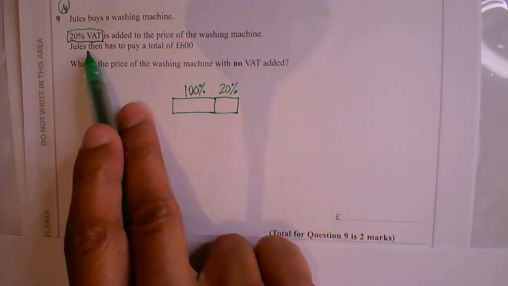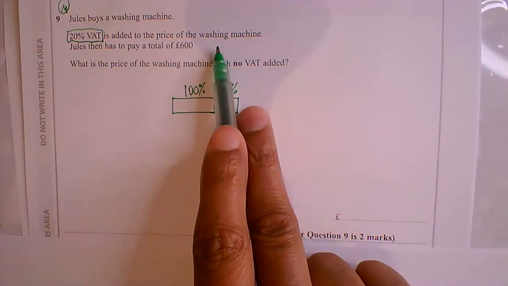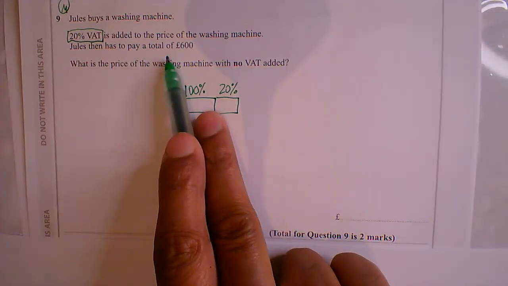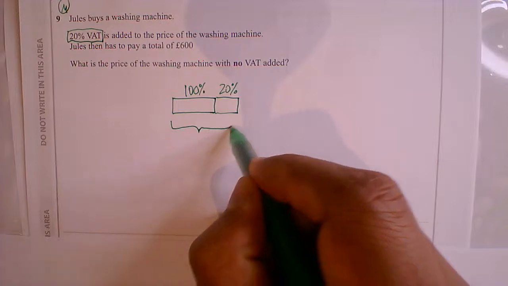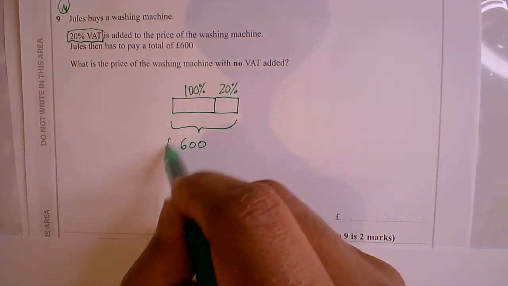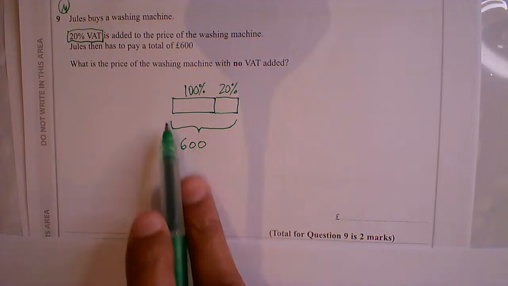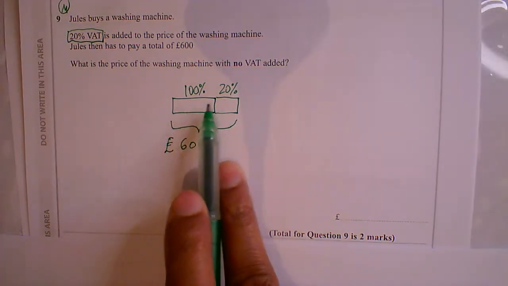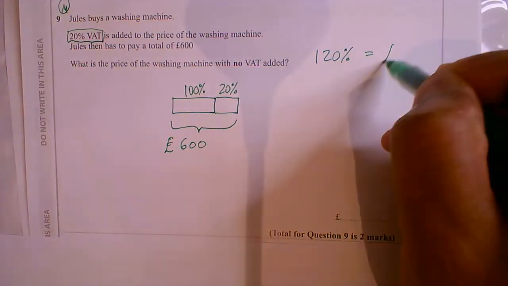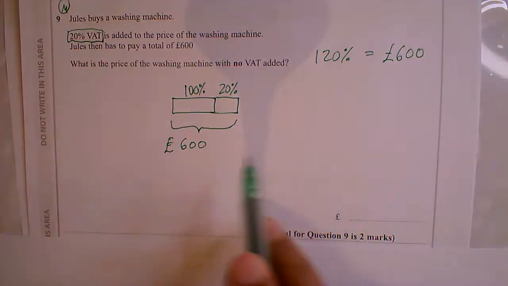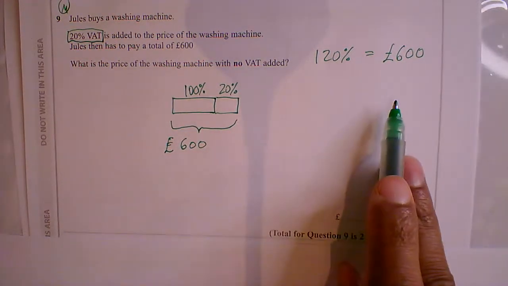Jules then has to pay a total of £600. This is the critical part. What does this £600 represent? 20% is added to the price of the washing machine. Jules then has to pay a total of £600. So it's a total of everything. So all of this is represented by £600. Now you can see that all of that total, that's 100 plus 20, that's 120% equals £600. It's not 100%, it's not the 20%, it's all of that.